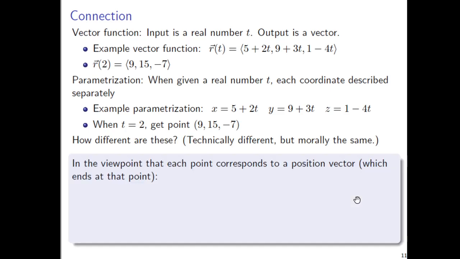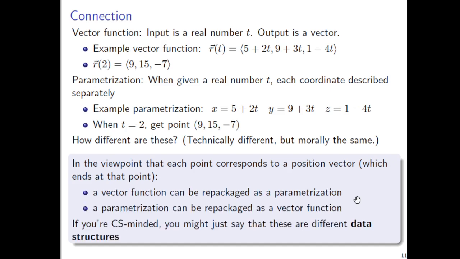So in the view that every point corresponds to a position vector, the position vector which starts at the origin but ends at whatever point it corresponds to, a vector function can be repackaged as a parametrization, and a parametrization can be repackaged as a vector function. I'll just say something that may help for those of you who've done a little bit of computer programming. If you're computer science minded, you might say that these are different data structures. So they're technically different creatures, vector function versus parametrization. But loosely speaking, they're ultimately storing the same amount of data, right?